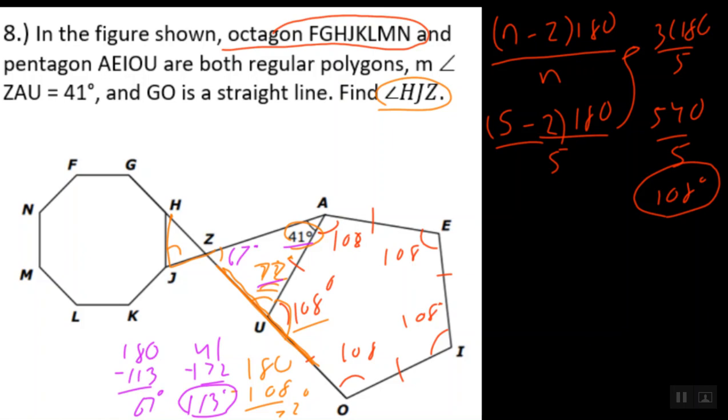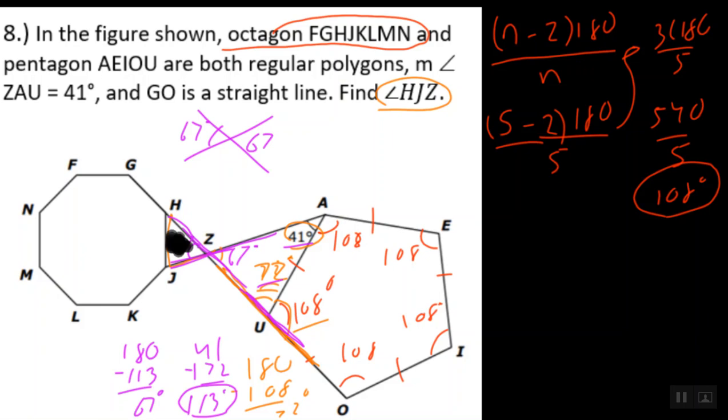Now I said one way to get from one shape into the next is through a straight line. The other way is going to be through vertical angles. So look, if this is 67, then this must be 67. Whenever we have these two lines crossing, if this is 67, that must be 67. Now this is kind of hard to see, so let me delete that real quick.